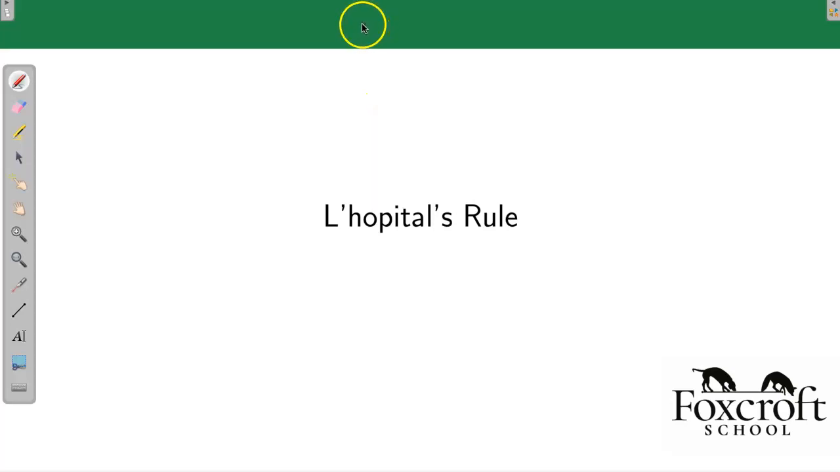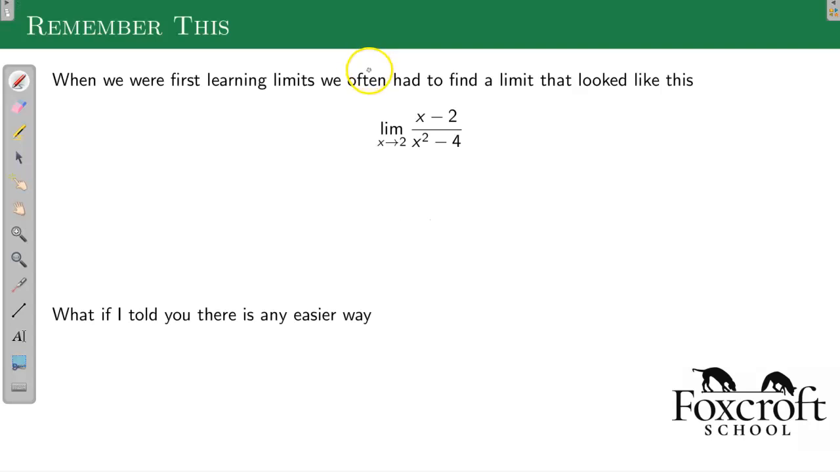In this video, we're going to talk about one really big, important concept of calculus, and that's L'Hopital's rule. L'Hopital is just some French dude. He got this rule named after him because he created it. Remember this. When we were first learning limits, we had a limit that looked like this: the limit as x approaches 2 of x minus 2 over x squared minus 4.